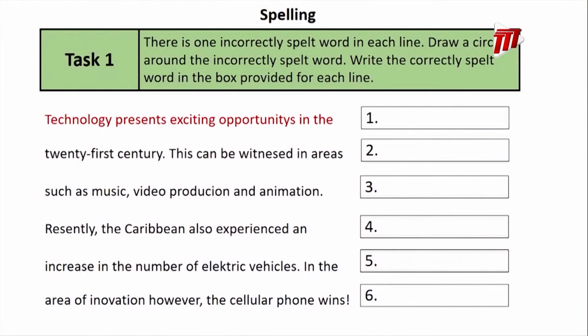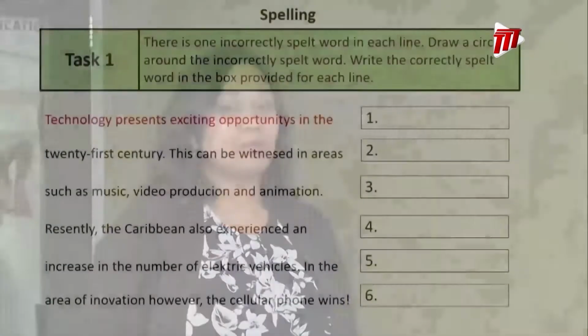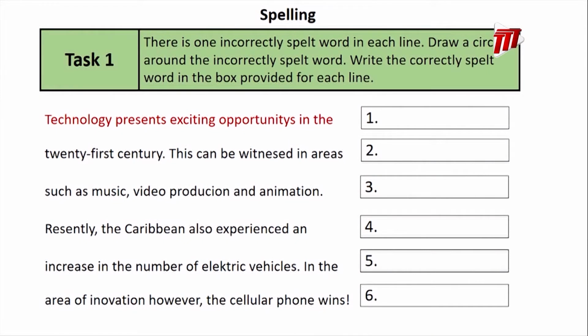There is one incorrectly spelt word in each line. Draw a circle around the incorrectly spelt word. Write the correctly spelt word in the box provided for each line. So listen to the instructions carefully and you will read them in your paper. There is one incorrectly spelt word in each line. Remember, a line is not a sentence. You must draw a circle around the incorrectly spelt word. Write the correctly spelt word in the box provided for each line, so you know the instructions.